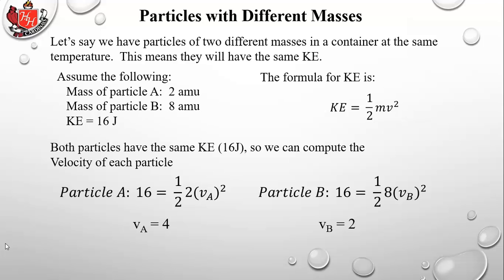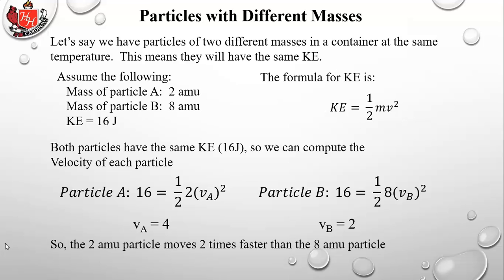That would make sense, that a heavier particle is going to move slower. If you put the same amount of energy into a heavier particle, it's not going to move as fast as the same amount of energy put into a lighter particle. Now, from this relationship, a law of chemistry was derived, so we'll see that here. The 2 AMU particle moves 2 times faster than the 8 AMU particle.